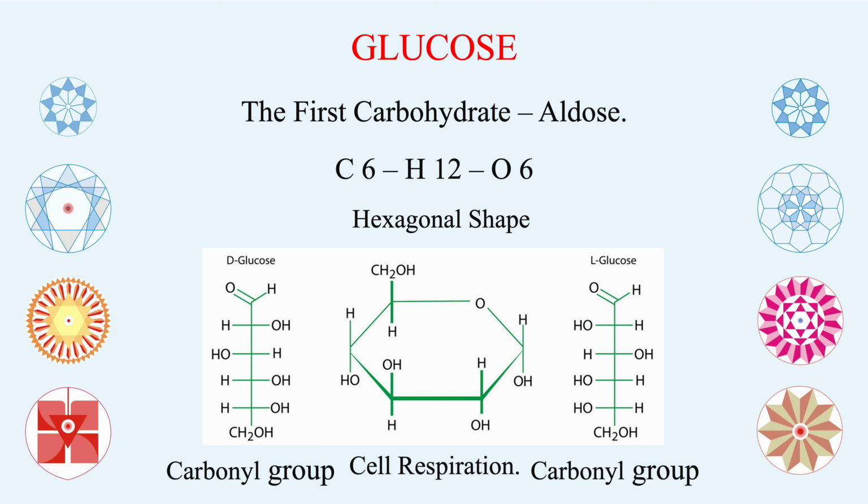Now, in this particular section, right at the bottom, I have talked about the carbonyl group on either side. Glucose is of two types: D-glucose, dextrose, right-sided, and L-glucose, which is left-sided. You can see the difference. The CH2OH is at the bottom in both. But the HOH, which is the second, is reversed in both cases. You can see it very clearly. In the hexagonal shape, the CH2OH is on the right on top. That's it.